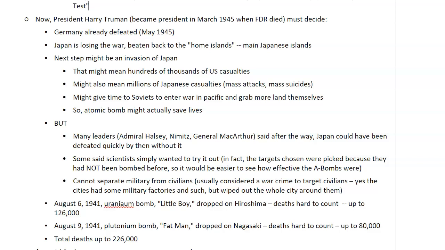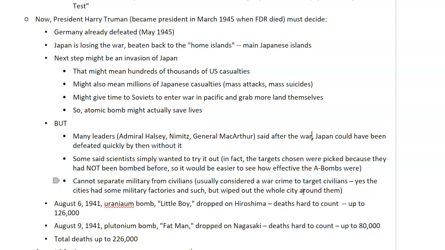On the other hand, there are counter-arguments to that. Many of the military leaders said after the war, and this includes guys like Admiral Nimitz, who was the overall commander of the Navy in the Pacific, General MacArthur, who was the commander of the Army in the Pacific, and Admiral Halsey, who's about the most famous other admiral in the Pacific. They all said Japan could have been defeated quickly by then without a bomb, that it's a myth, they claimed, that the bomb was necessary to end the war.